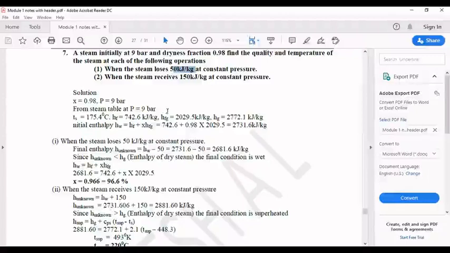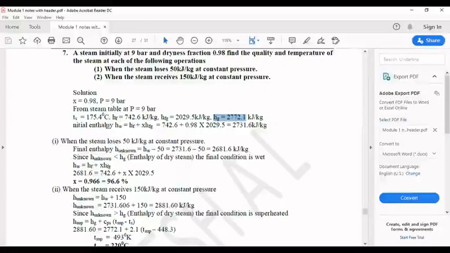So what you need to do? Look at this. X is given as 0.98, and the pressure is 9 bar, so I refer to the pressure based steam table. In that I have got TS, HF, HFG, HG, every value. All these values are available in the steam table, and those values I just copied here.